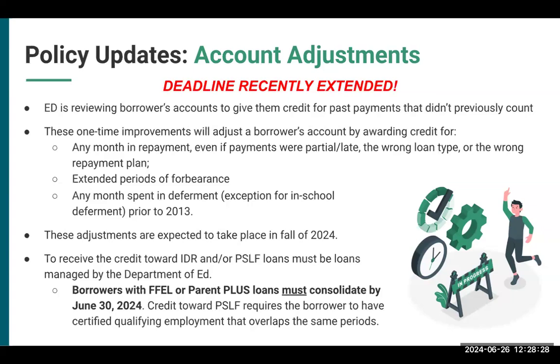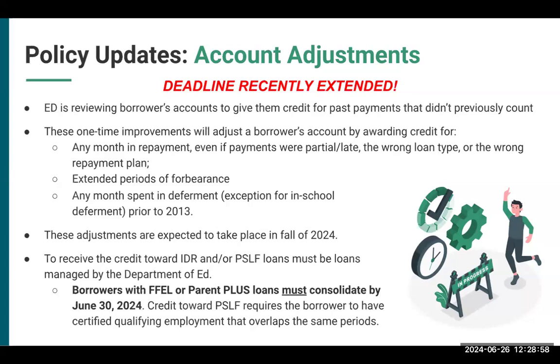They are automatic, but only for borrowers who have the right type of loans. In order to be included, you have to have loans that are held by the Department of Education. So Savi is recommending that anyone who has FFEL loans or Parent Plus loans consolidates to be included. By consolidating, you can convert your loans into direct, be included in these adjustments, and get credit for all the past payments that you've already made.